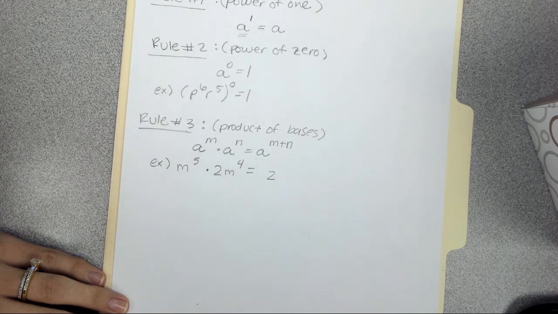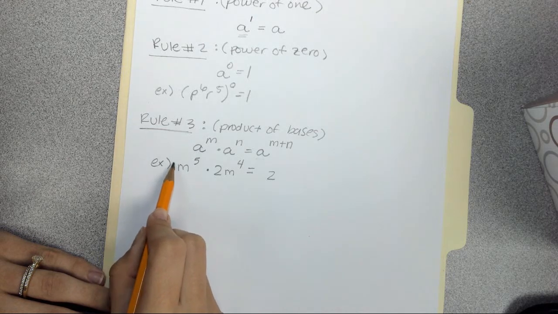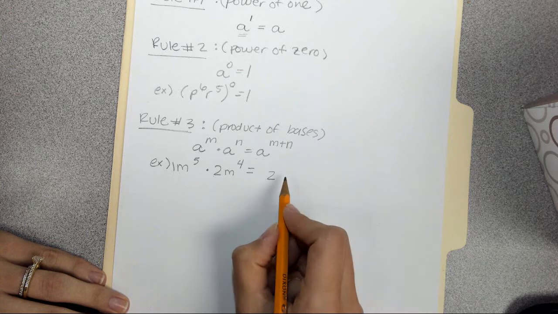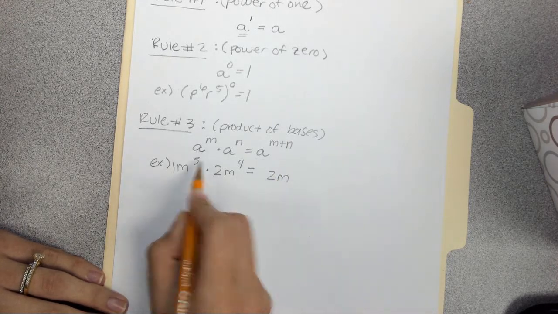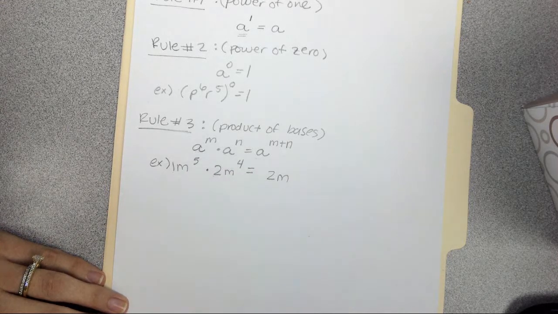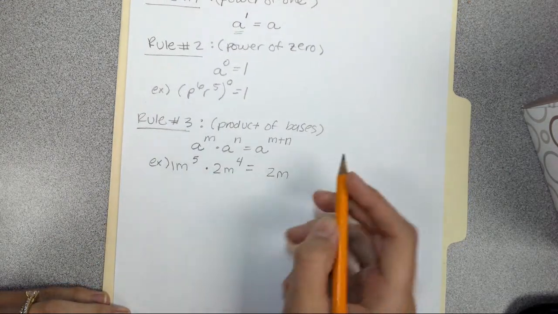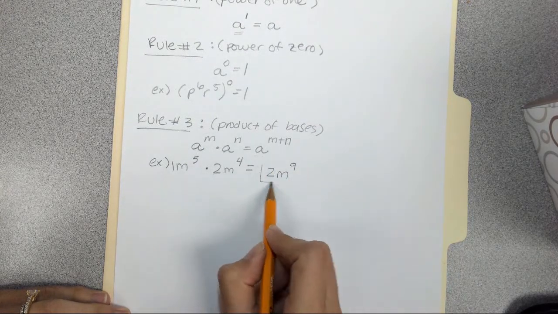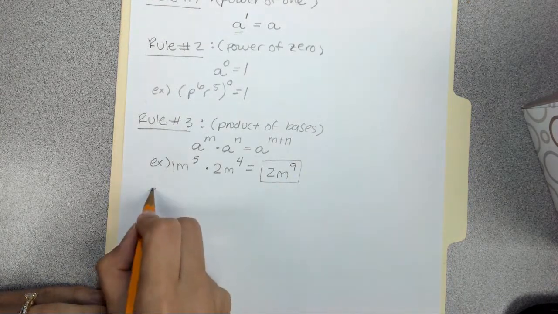Have a great weekend. Okay, so the product of the bases is this invisible 1 times 2, so I have 2 times m, and for the exponents, you add them together. So 5 plus 4 is 9. So the answer for this example is 2 times m to the power of 9.